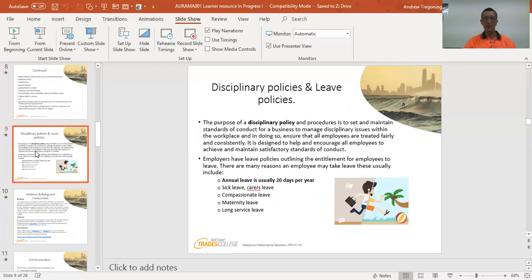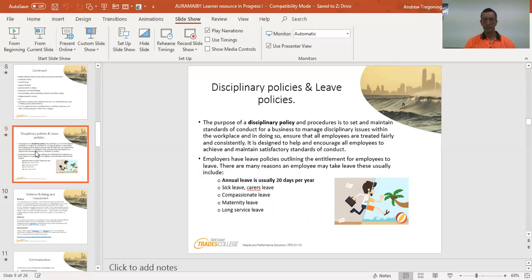So as far as a business goes, typically a business would have disciplinary policies, leave policies, and policies surrounding discrimination as well. So if you are found doing the wrong thing, there'll be some sort of policy around discipline. The purpose of a disciplinary policy is to set and maintain standards of conduct for a business, to manage disciplinary issues within the workplace, and in doing so, ensure that all employees are treated fairly and consistently. It's designed to help and encourage all employees to achieve and maintain satisfactory standards of conduct.